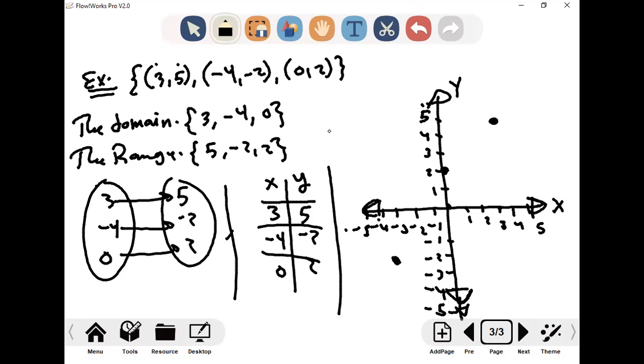Okay. Done. So how many ways here? I have this, we call it mapping. I have this table and I have a graph. This one what we care about the most.